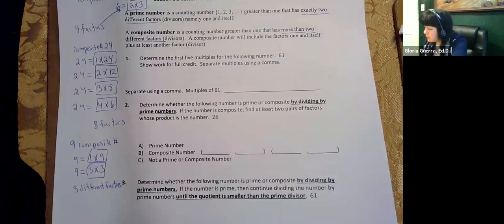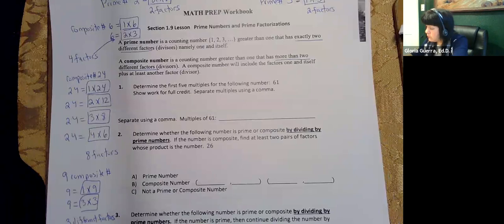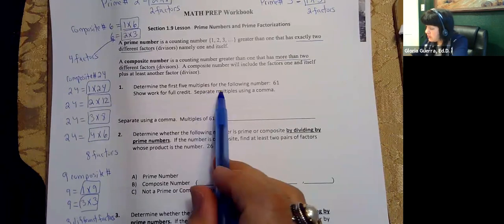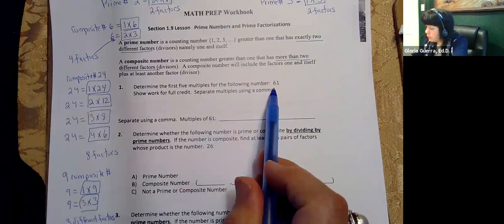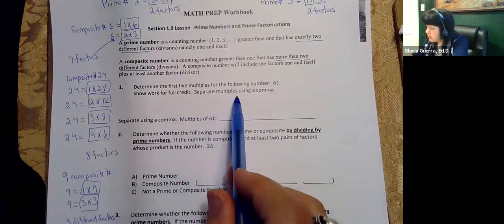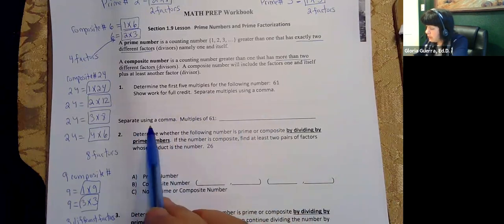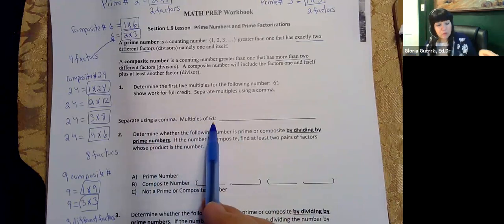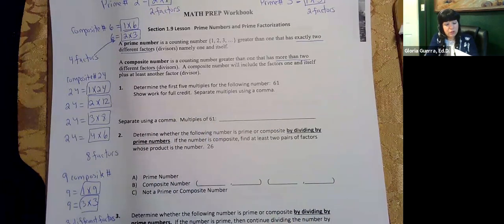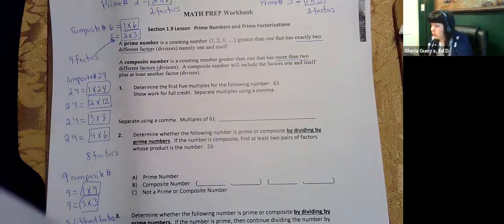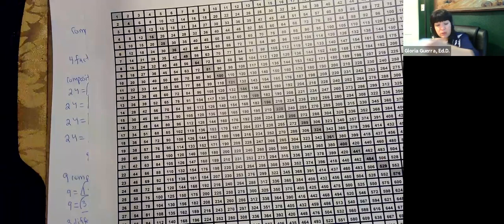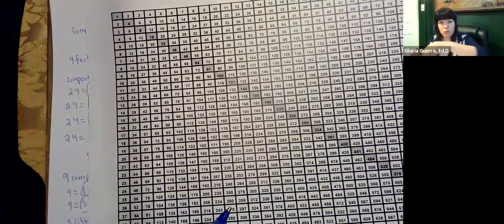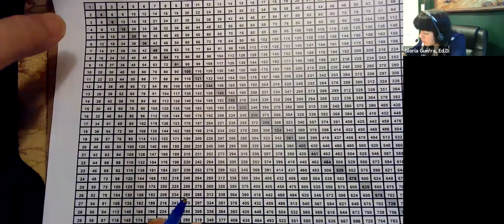Now it says determine the first 5 multiples for the following number, 61. Show your work for full credit and separate multiples using a comma. This goes off the small multiplication chart, and also off the large one, because the large one only goes as high as 30. So you don't have a row of multiples for 61, but they want you to show your work anyway. So you just make your own multiplication chart.